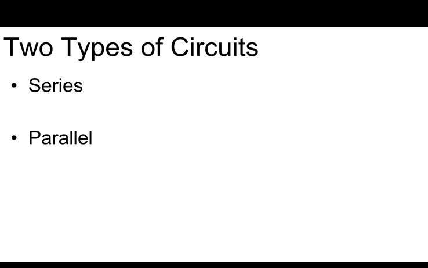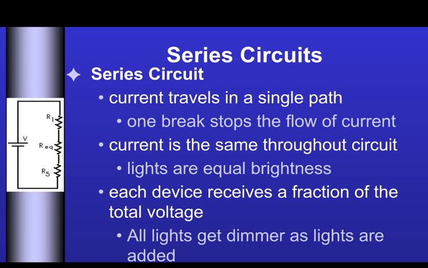This is nothing new. But your series circuit itself is where it travels, remember, one way. It's like a one-way street. It's a single path. And then if you have one break in that circuit, if one of those light bulbs goes out in that circuit, it's done.